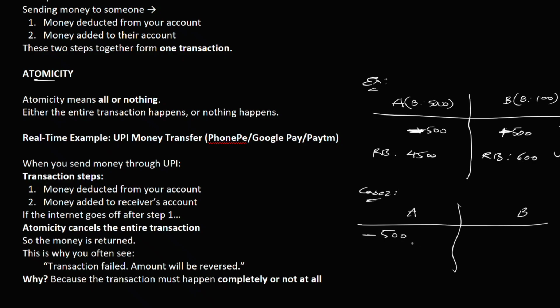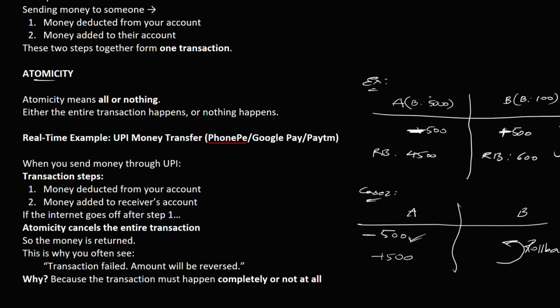So if one step fails while doing the transaction, then what atomicity will do is it will undo the transaction. It will undo this step. Whatever money is deducted from his account, it will undo this step, and that 500 will be back in A's account. The process of undoing the transaction is nothing but rollback. We'll call it rollback.